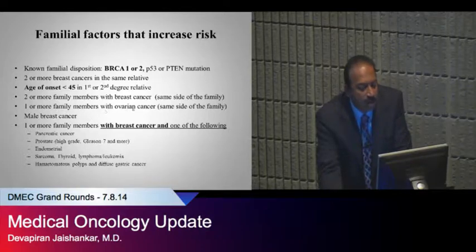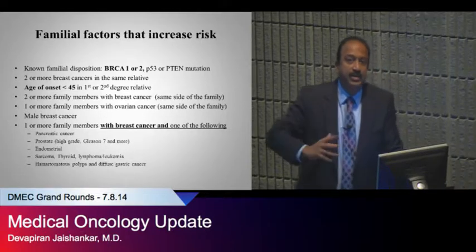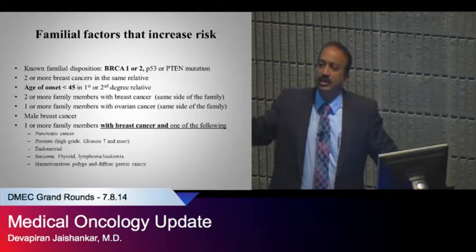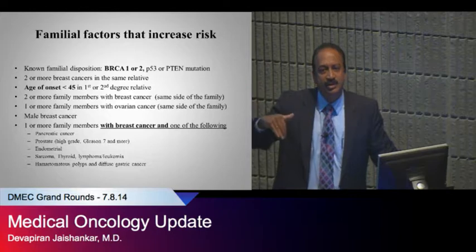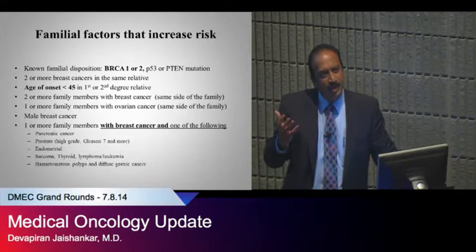And this is probably one of the most important, which is why I've highlighted it, which is if the age of onset is less than 45 in a first or second degree relative, that carries a lot of weight. So if you have a patient giving you a history of someone who was 62 in the family on one side and 66 on the other side with a history of breast cancer, yes, that's important to me up to a point.